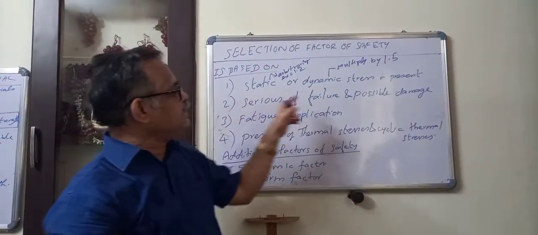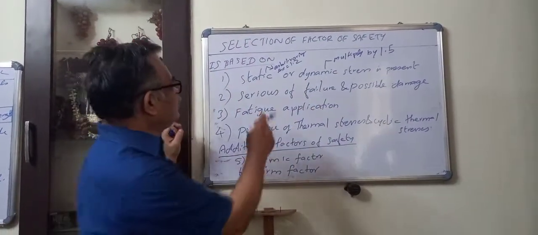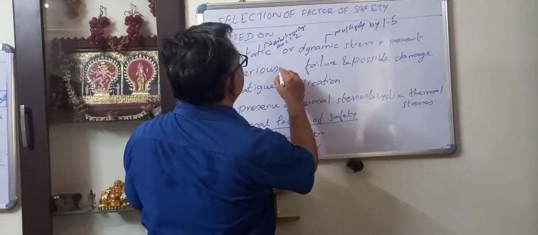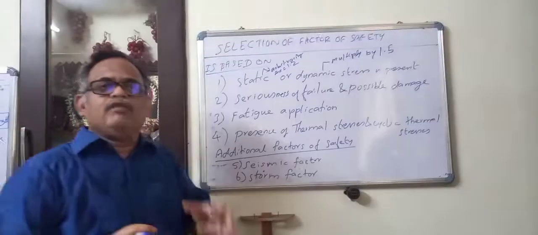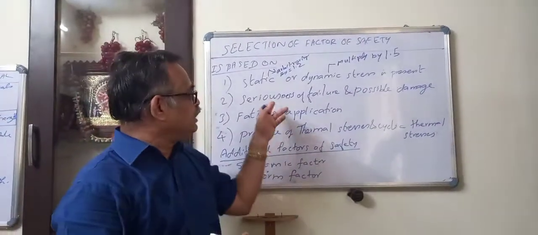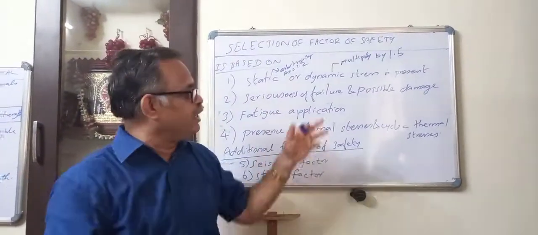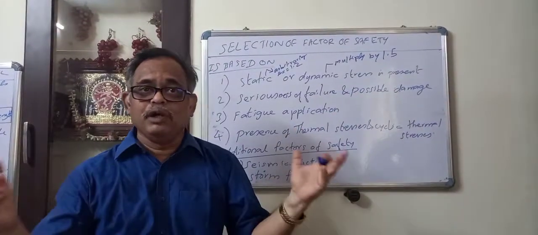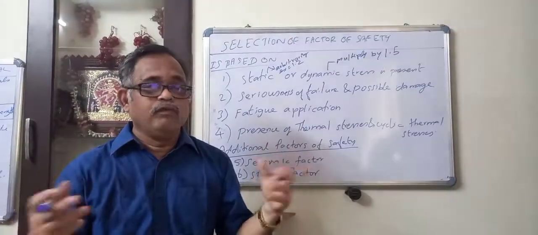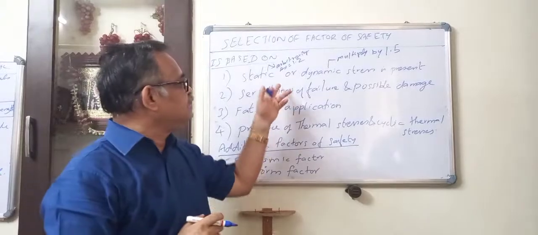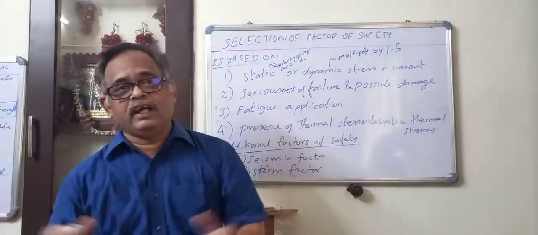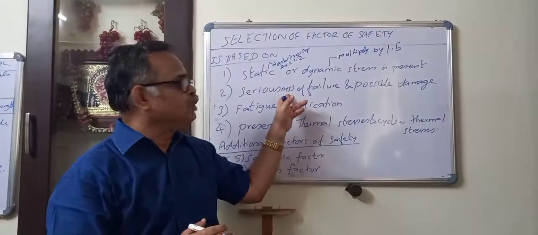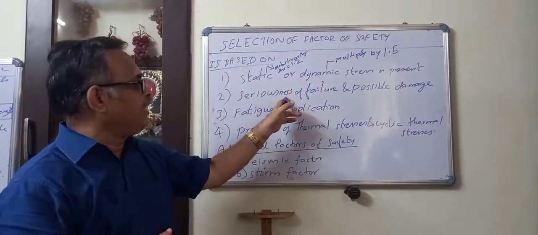Another is seriousness of failure. For example, if we are going for nuclear application, then the seriousness of failure is very, very severe, and your possible damage is also going to be very catastrophic. In such cases, we have to select the factor of safety very high. So for those things, it is selected very high.